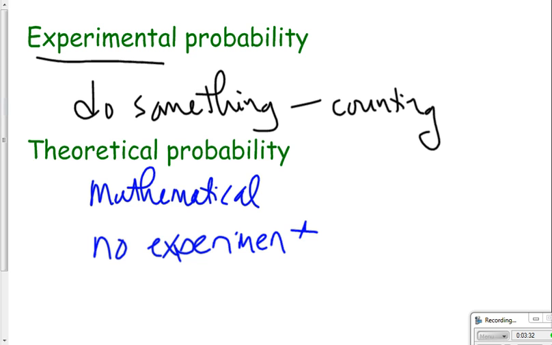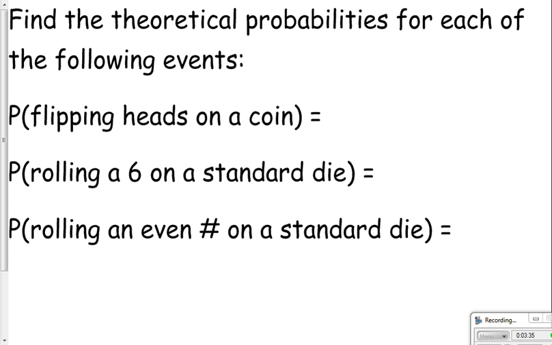Okay, let's go on. All right, so the next question is actually a problem. Find the theoretical probabilities for each of the following events. The first event is the event of flipping heads on a coin.